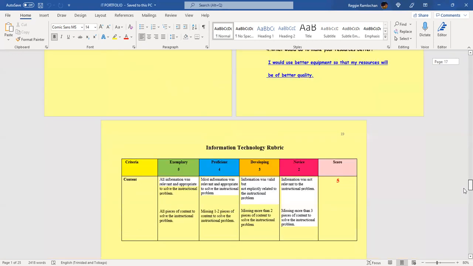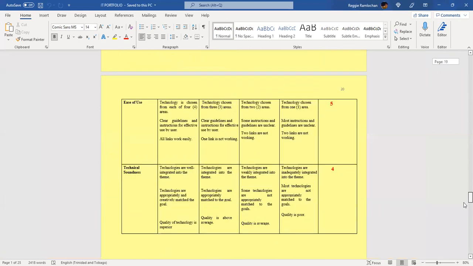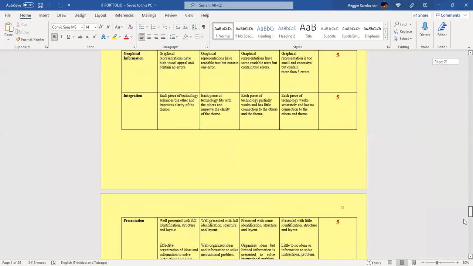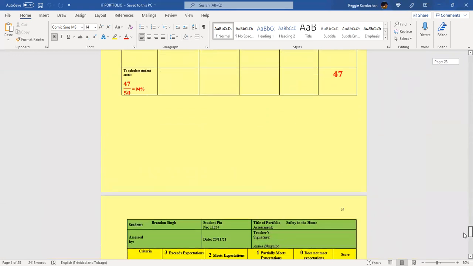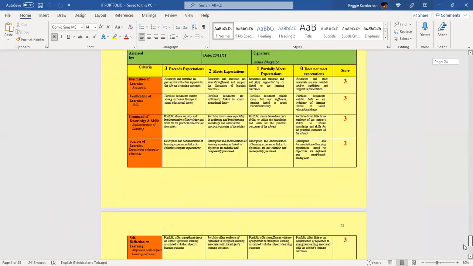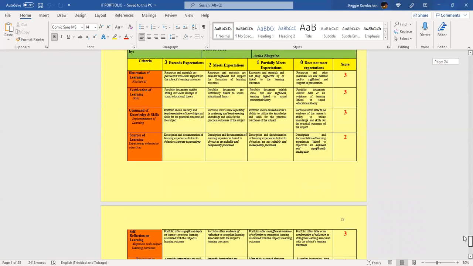So are you seeing the rubric? This is the information technology rubric. So you were able to get 47 out of 50, which was excellent, despite your challenges with your equipment. And overall, you were able to get the 16 marks out of the 18.